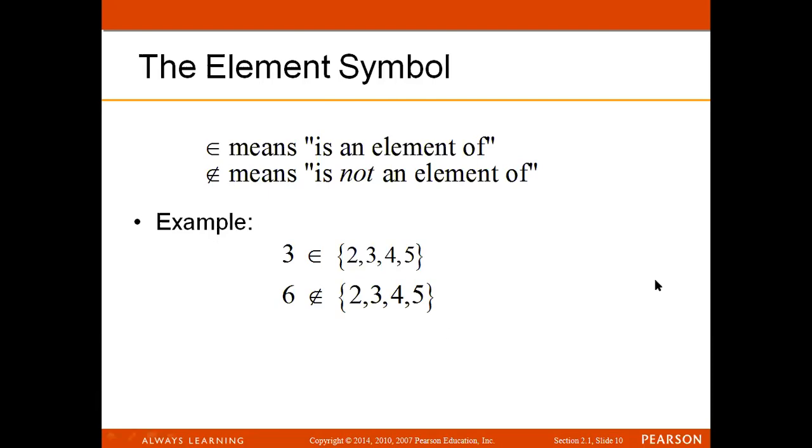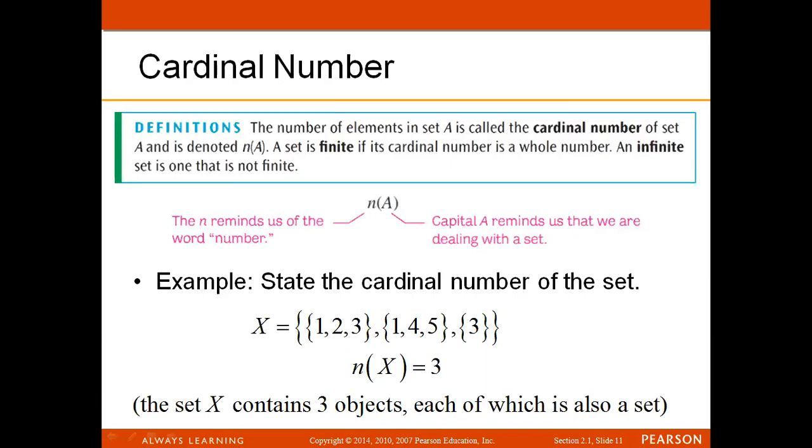Cardinal number. Definition. The number of elements in a set A is called the cardinal number of set A and is denoted n(A), pronounced "n of A." A set is finite if the cardinal number is a whole number. An infinite set is one that is not finite.